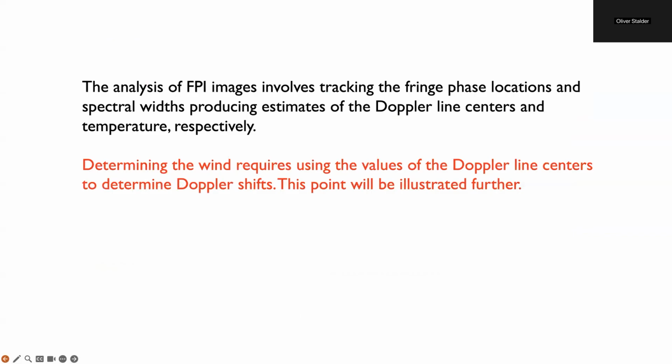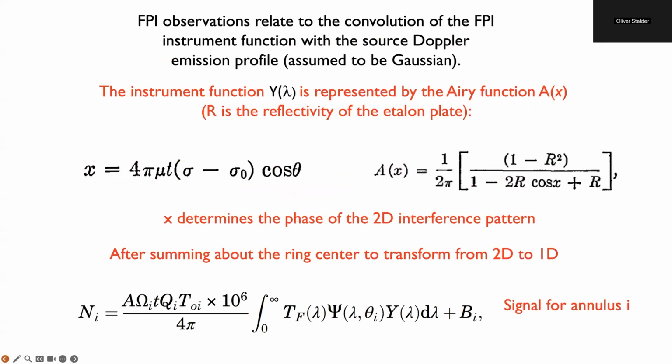So the analysis of Fabry-Pérot images involves tracking the fringe phase location and spectral width, producing an estimate of the Doppler line centers and temperature. So I will discuss this a bit further. I'm going to get into the math because I thought this would be helpful to newcomers coming into the Fabry-Pérot field. There's a number of ways of coming at the analysis of these ring patterns, one-dimensional spectra.